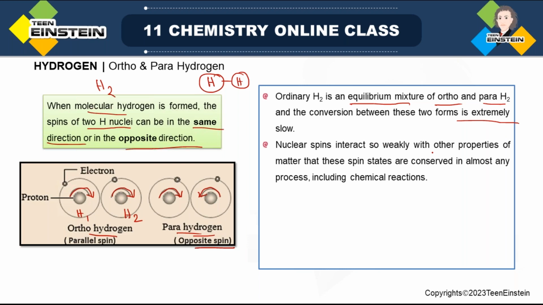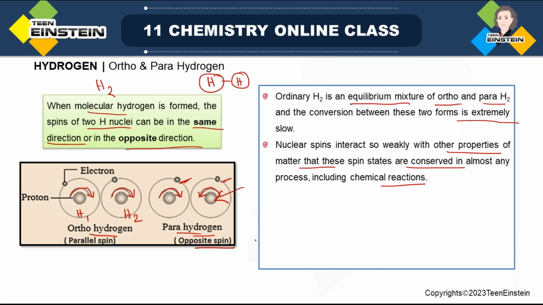Nuclear spin interacts so weakly with other properties of matter that these spin states are conserved in almost any process, including chemical reactions. Now suppose you have taken ortho hydrogen and you are doing some reaction with it. If you are simply dealing with ordinary hydrogen, both the forms are present. Now they are undergoing some chemical reaction. Chemical reaction is all occurring with the electrons. It has nothing to do with the nucleus. So that is why there is no direct effect on the nucleus.